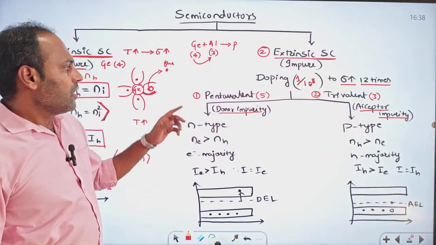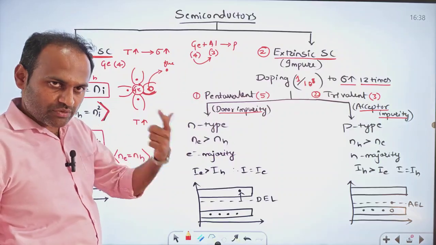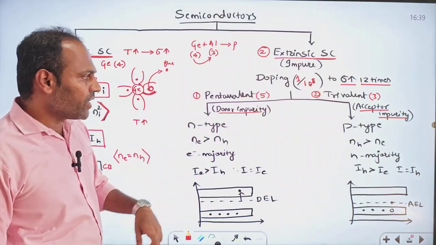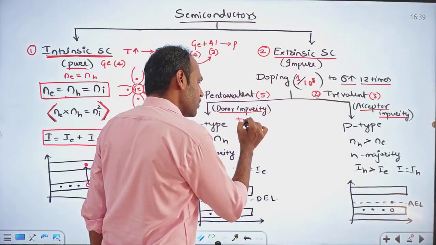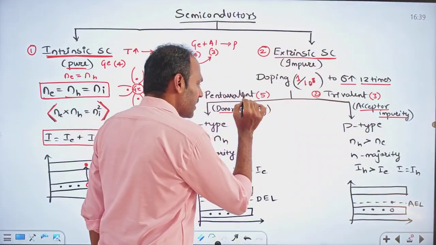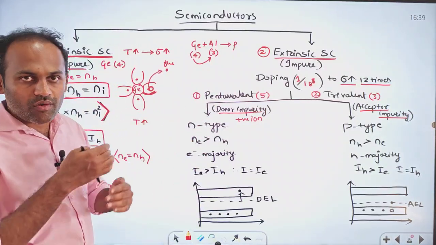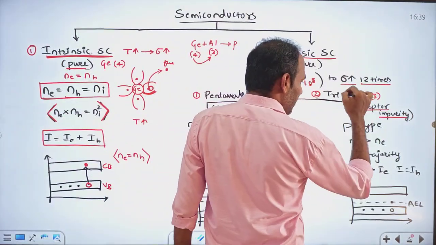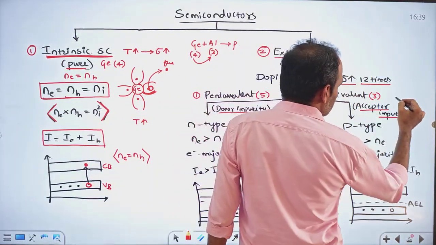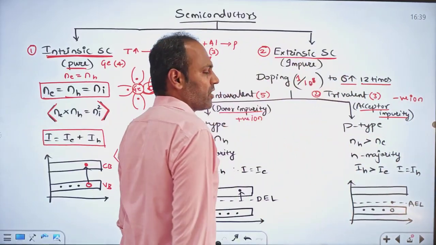So you got to know, by adding pentavalent impurity, it will donate an electron to the semiconductor. That's why it is donor impurity. And after donating the extra 5th electron, that donor impurity becomes a positive ion. When a trivalent impurity accepts an electron, it will get converted into a negative ion.